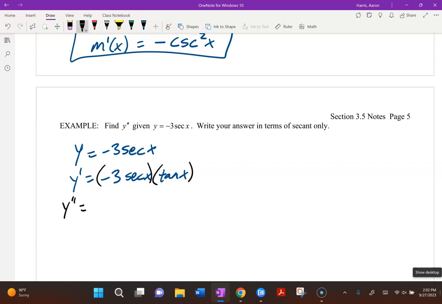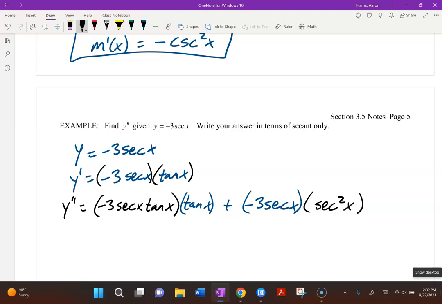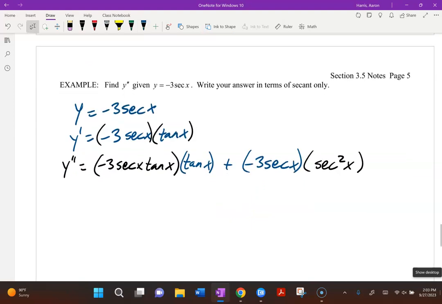So I say derivative of the first, which is negative 3 secant tangent. There's the derivative of the first. Tangent stays the same times the second. Plus the first stays the same now, and then times the derivative of the tangent. Well, the derivative of the tangent is secant squared. Okay, so we got negative 3 secant tangent squared minus 3 secant cubed x.